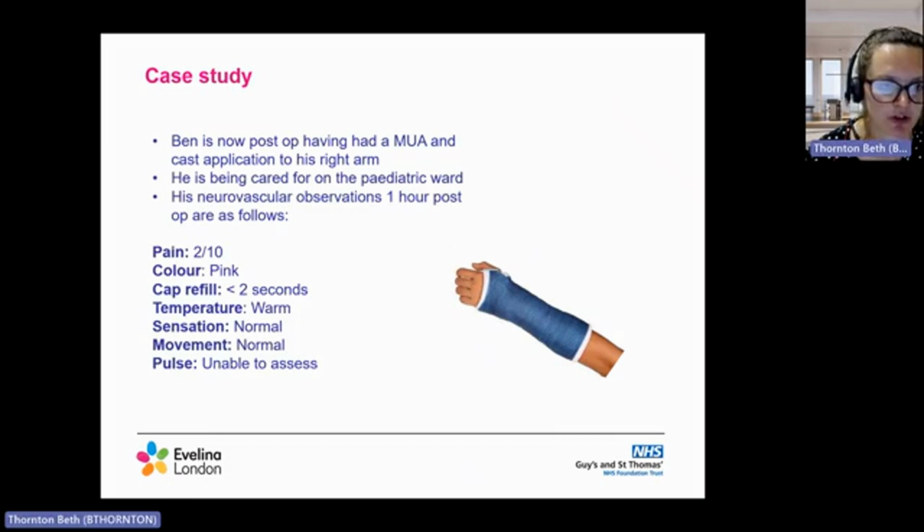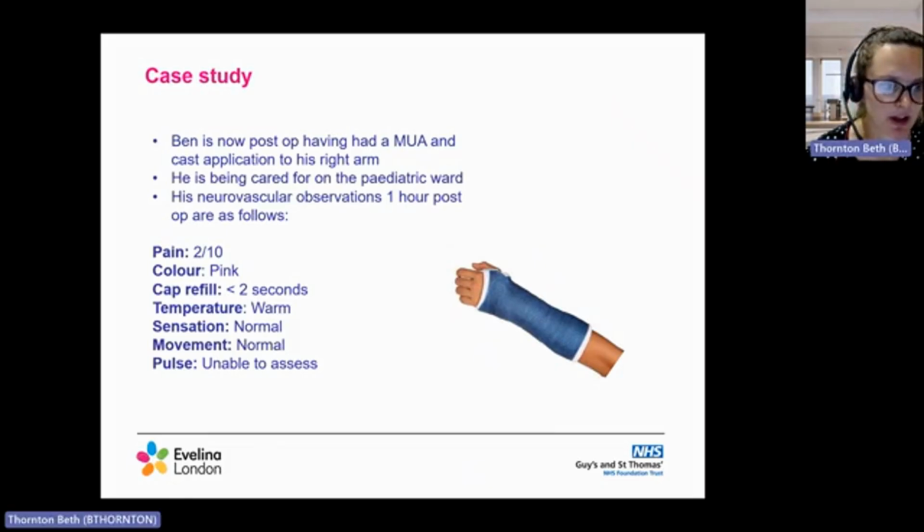His neurovascular observations at 1 hour post-op are as follows. So he's scoring his pain 2 out of 10. His fingers are nice and pink. His capillary refill time is less than 2 seconds. The fingers are warm. He has normal sensation and normal movement, and you're unable to assess a pulse because both his radial and ulnar pulse are covered by the cast.